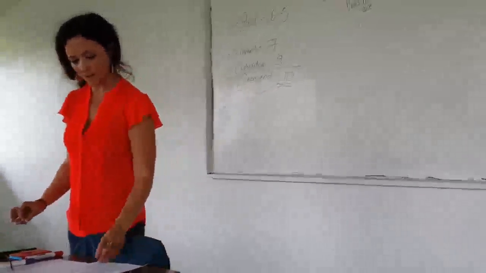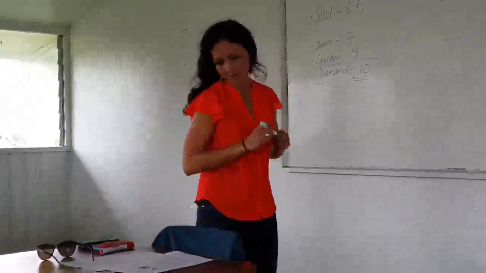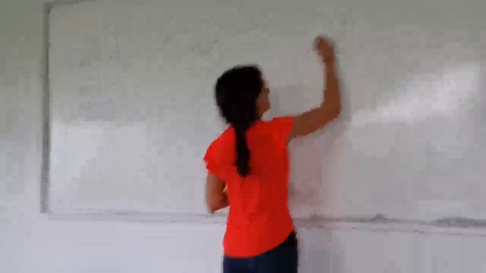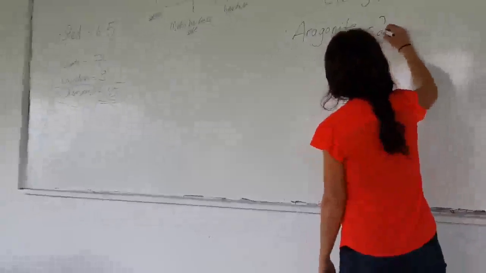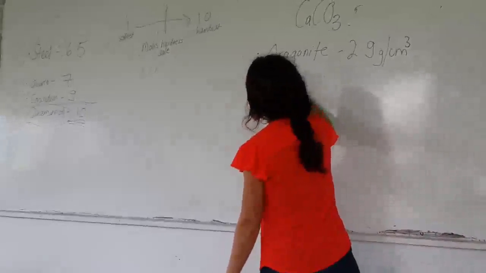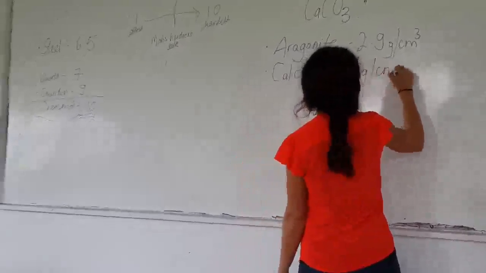This is related to pressure and mineral formation. So I've given you the names of 2 minerals, which both have the composition of calcium carbonate, but one atomic arrangement. So one mineral with one atomic arrangement is called aragonite. Still made out of calcium carbonate. It has a density of 2.9 grams per cubic centimetre. And there's calcite, which has a density of 2.7 grams per cubic centimetre.